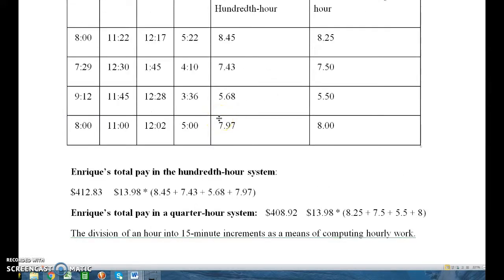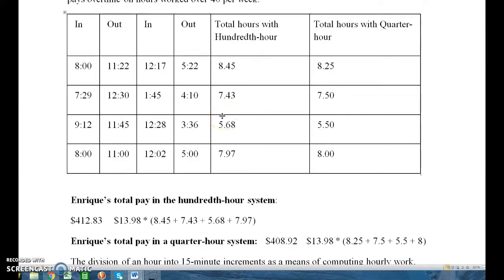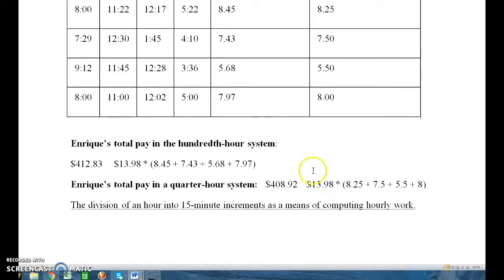If he was under the hundredth system, you would add those totals up for each day and multiply by $13.98. His gross wage would be $412.83. If he's paid on the quarter system, you would add up all the hours for each day and multiply by $13.98. His gross wage would be $408.92. Remember, the division of an hour into 15-minute increments is a means of computing the hourly work.